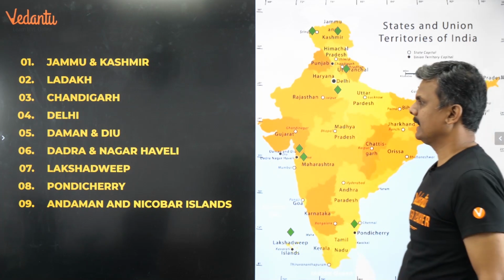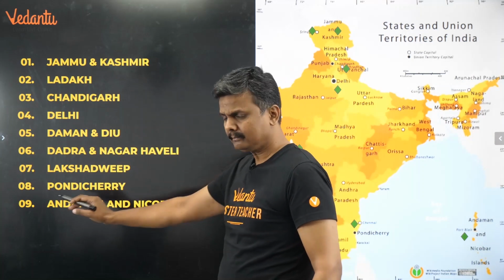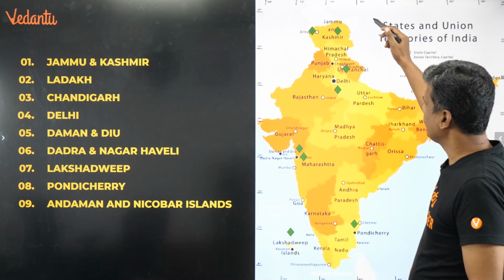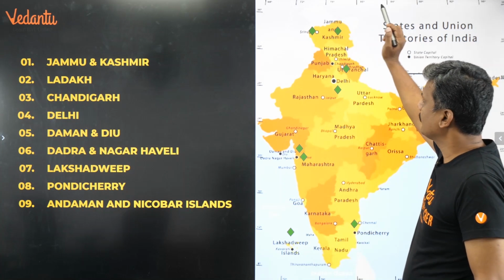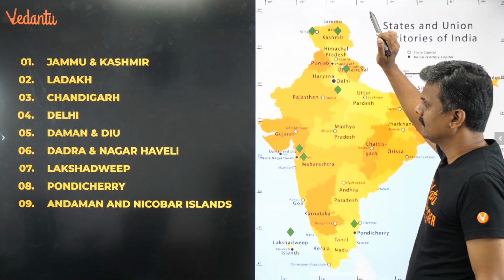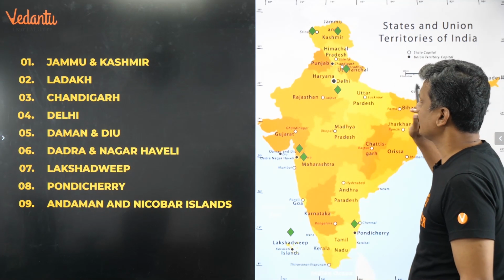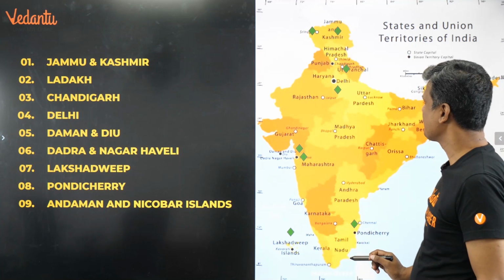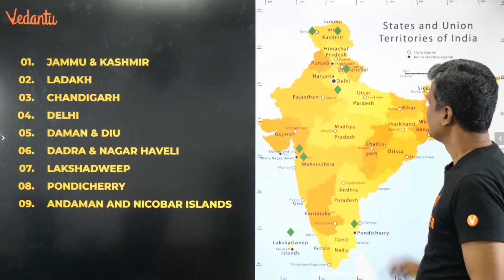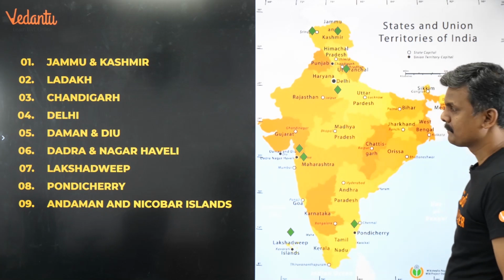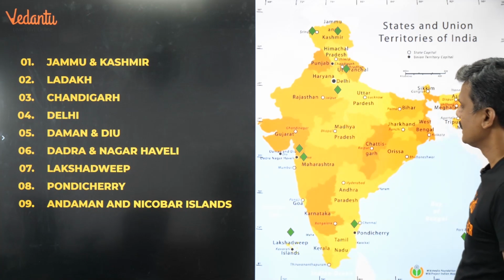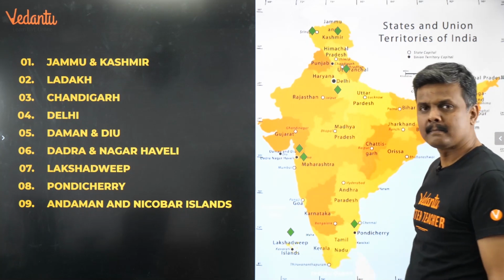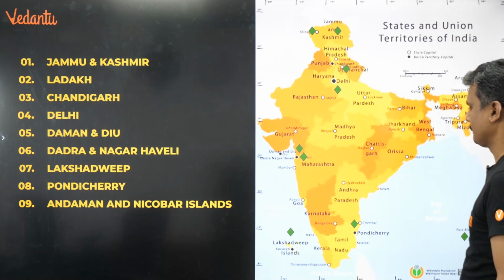So, what are they doing? They are starting with the UTs now, 9 of them. So, all the black dots you see, J&K, Ladakh, right? J&K, Ladakh, Chandigarh. So, where is Chandigarh? Where is Chandigarh, guys? Yeah, you see that around there, right? So, Chandigarh, Delhi, this is Delhi. Daman and Diu here, and Dadar Nagar and Haveli, I told you, right? Both are nearby here. Lakshadweep.